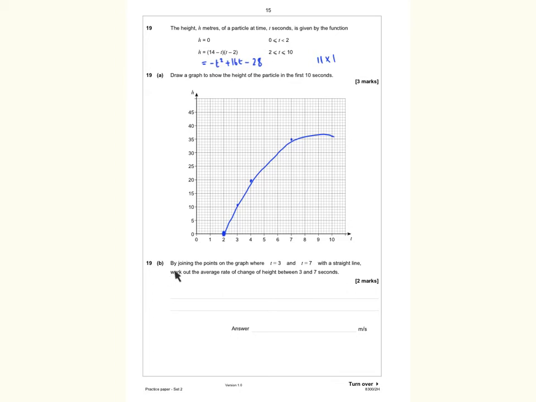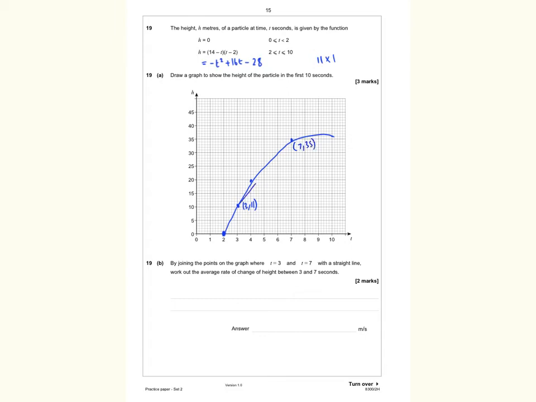19b now. By joining the points on the graph where t equals 3, so t equals 3 here, and that's my point, and t equals 7, so 7 is there, with a straight line, work out the average rate of change of height between 3 and 7 seconds. Now, I actually found the values here. So I know that the value here was 11, and this value here was 7 times 5 is 35, so it was 7 and 35.